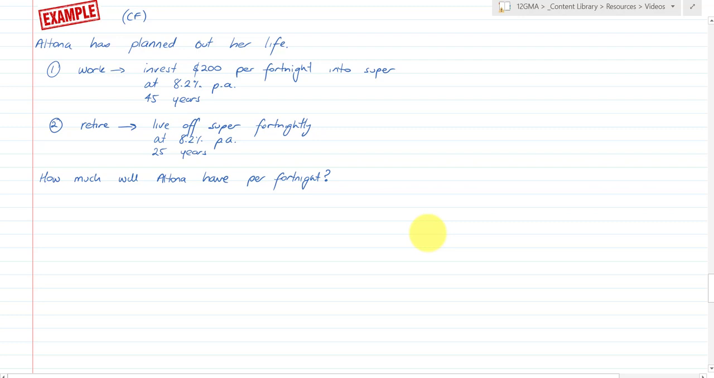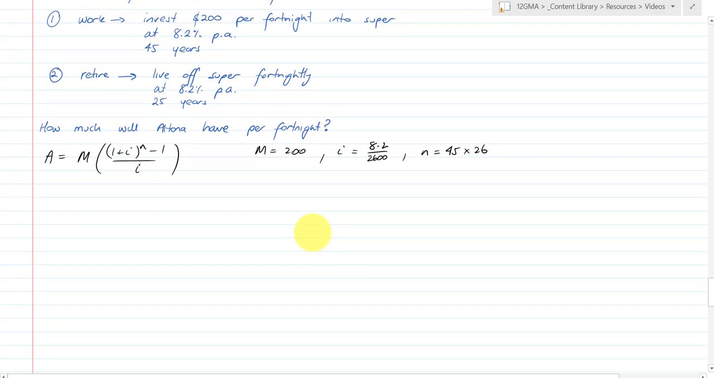So let's have a look at this. First, she's starting with 0 and she's building her money. So we're going to be dealing with A, starting with 0, annuity: A equals M times (1 plus I to the power of N, minus 1) over I. And we know that M equals $200. That's what she's depositing. I equals 8.2 over 2,600, since it's fortnightly. And N is equal to 45 times 26. That's how many fortnights we have, which I haven't even bothered working out.